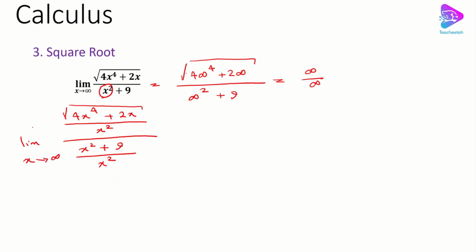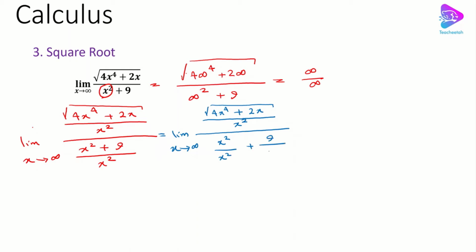Okay, for the denominator it is easy, because we can easily write it as, let me continue with that. So we can say this is going to be (4x to the power of 4 plus 2x) over x squared, and then on the bottom, with the limit approaching infinity, what I would have is x squared over x squared plus 9 over x squared.